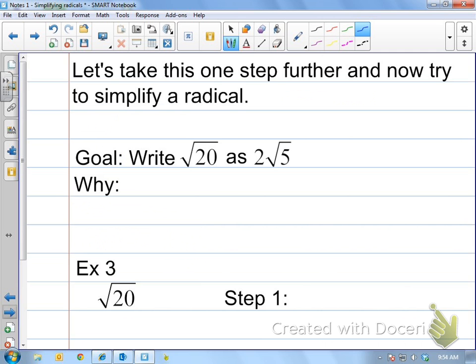Once again, we want to know, why are we even doing this? What's the point of simplifying a radical? So our goal is to take a radical, like square root of 20, and write it as 2 square root 5. So we want to keep these in what's called exact form.